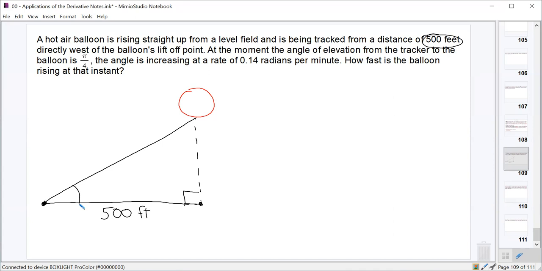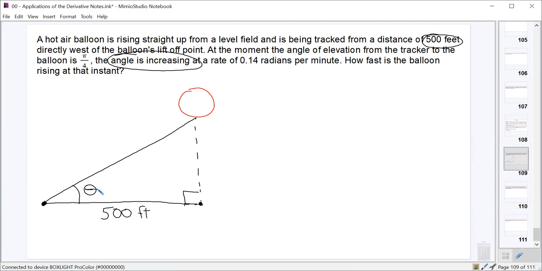And it's talking about that angle being pi over 4. But we can't label that angle as pi over 4 because it says the angle is increasing, which means that angle, that quantity, is the changing value. So we'll label it as a variable. I'm going to use theta here in this case. So we've got an angle theta.